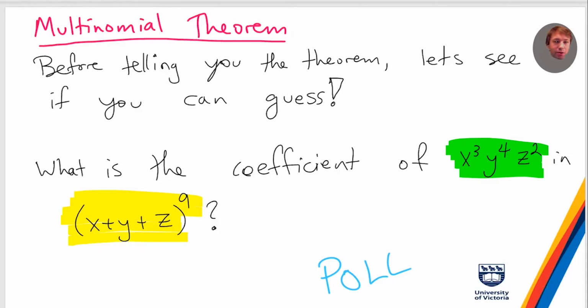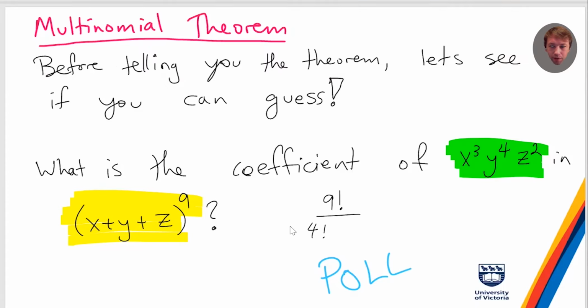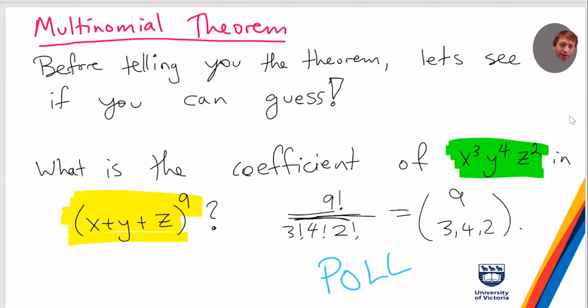Indeed, it is a multinomial coefficient. So I wrote it in the poll as 9 factorial over whatever, but yeah, 4, 3, 4, 2. So it is this multinomial coefficient, 9 choose 3, 4, 2. And that's exactly what the multinomial theorem says.